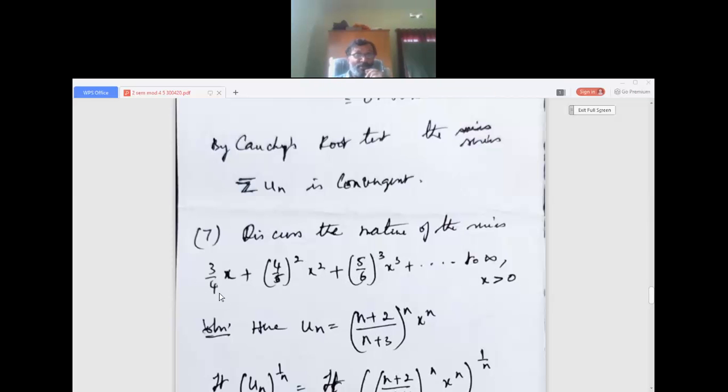Coming back again to the denominator, first term is 4. That means 1 plus 3. Second term is 5. That means 2 plus 3. Third term is 6. That means 3 plus 3. Like that. So we can say nth term will be n plus 3. And first term whole power 1, second term whole power 2, third term whole power 3. So nth term will be whole power n into x power n, because first term x power 1, second term x squared, third term x cubed, nth term will be x power n.